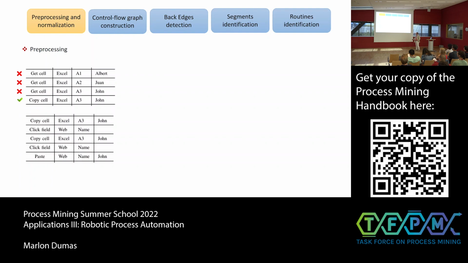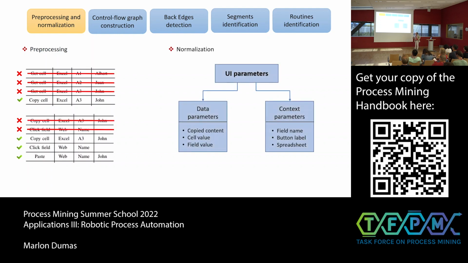Then there are other things like here, for example, I copy from A3, I click somewhere, and I realized that I made a mistake. So I went back and copied again from A3, and now I paste. Well, the first copying and going to another field is not useful because I went back and copied again, and therefore I overwrote the clipboard. When you paste, only the last copy is important. The others get overridden anyway. So we need to identify those redundant routines. We get rid of them, and that actually simplifies your UI log a lot.